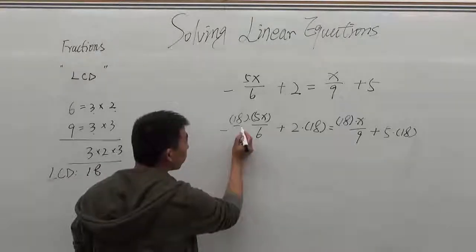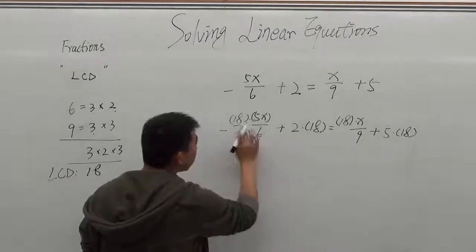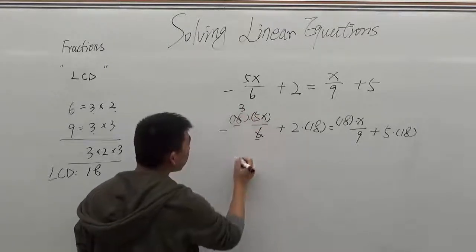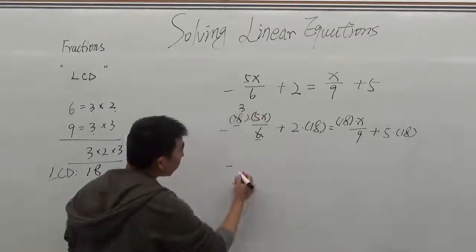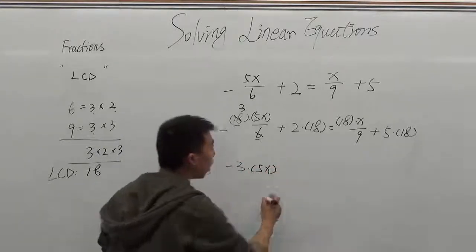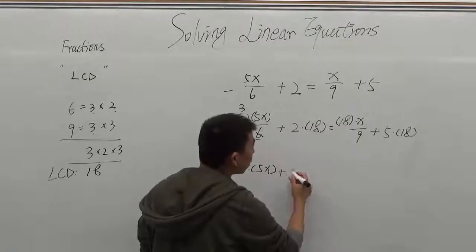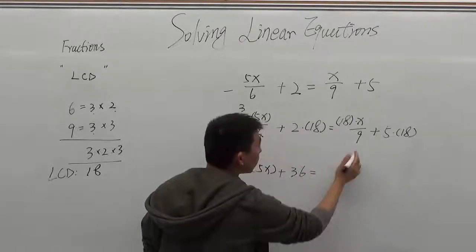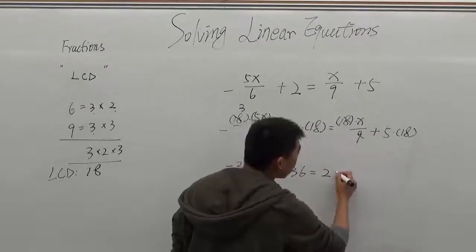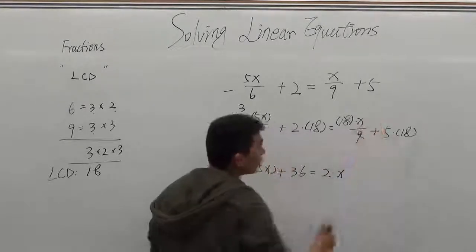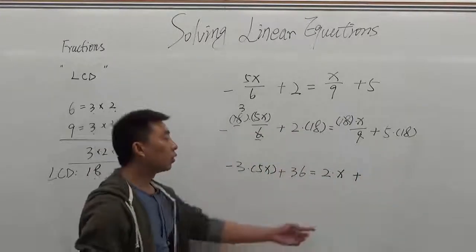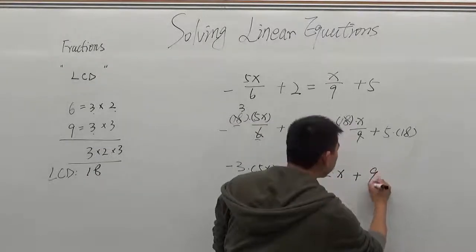So here we have 18 over 6. 18 divided by 6 gives us 3. So the negative sign, just write it down, 3 times 5x plus 2 times 18, that gives us 36, equals 18 divided by 9, that gives us 2. Actually it's 2 times x. Then just write down the x, then plus 5 times 18, that actually gives us 90.